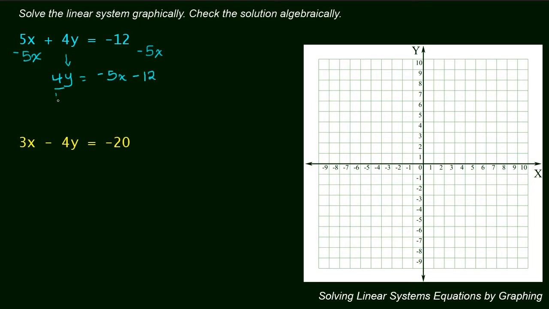Isolate my y by dividing everything by 4 and simplifying the resulting equation. 4 divided by 4 is 1. 1 times y is just y. I cannot simplify the negative 5/4, so it's just going to remain negative 5/4 x. Negative 12 divided by 4 is negative 3. This means that my slope, m, of this equation is a negative 5 over 4, where my rise is 5 and my run is 4, and I have a negative slope. My y-intercept, b, is at negative 3.